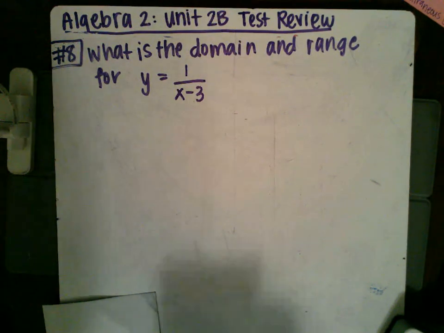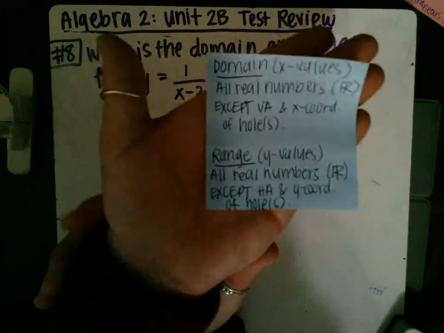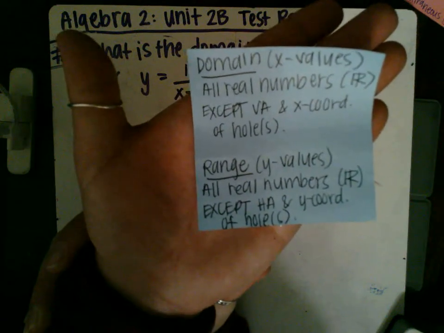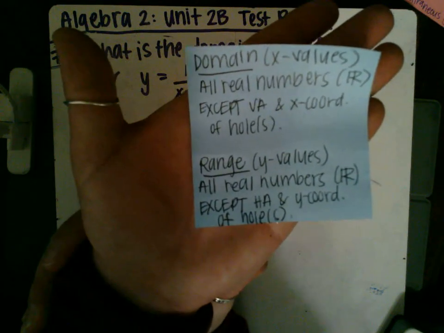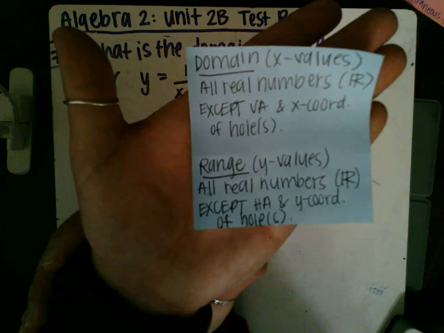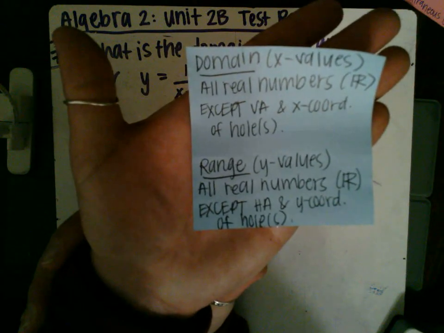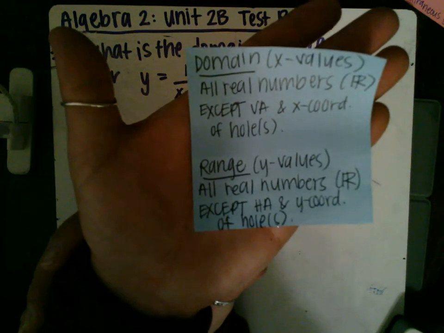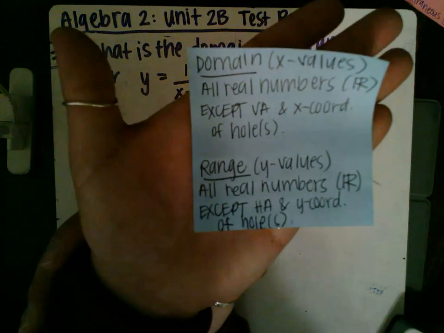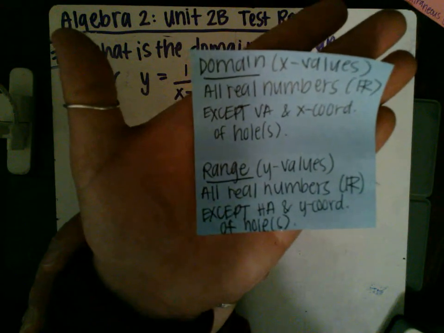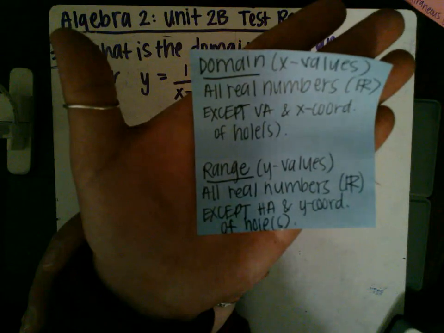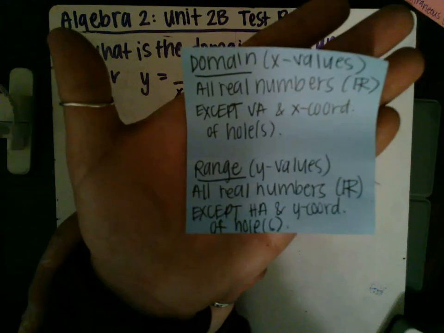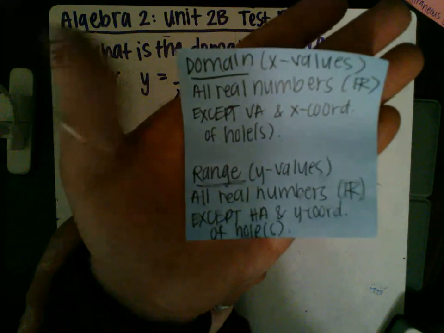So here is a good to know for your domain, because domain is all possible x values. Our domain for rational expressions will always be all real numbers except our vertical asymptotes and except our x coordinates of the holes. And our range will be all real numbers, all possible y values except horizontal asymptotes and y coordinates of holes. So in order to figure out what the domain and range is, we need to find out where our asymptotes are and if we have any holes.